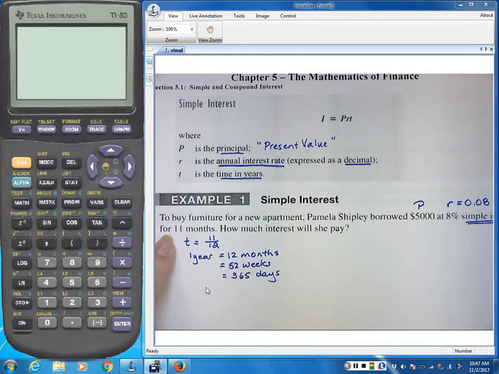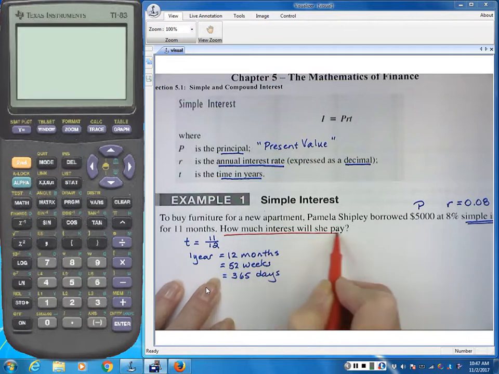So when your time is not given to you as a specific number of years, you're going to have to adjust that. Depending on how it's given to you, you need to know that a year is 12 months, 52 weeks, or 365 days. And the question that we're asked here then is, how much interest will she pay?